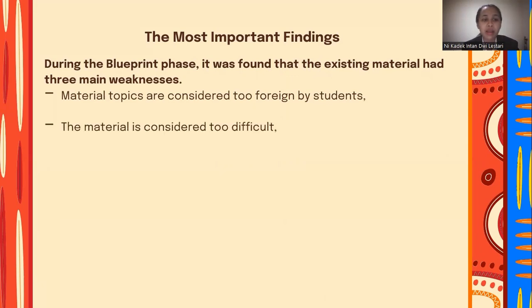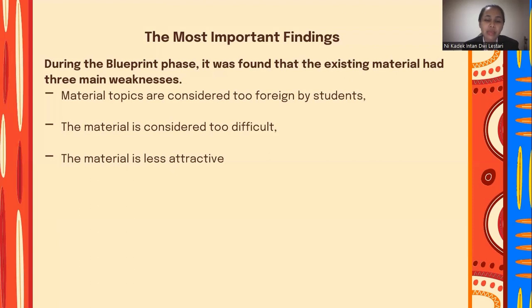The second one is that the material is considered too difficult. As I said before, it was found that the reading texts were too long, used an advanced level of diction, and used numerous vocabulary from foreign languages.